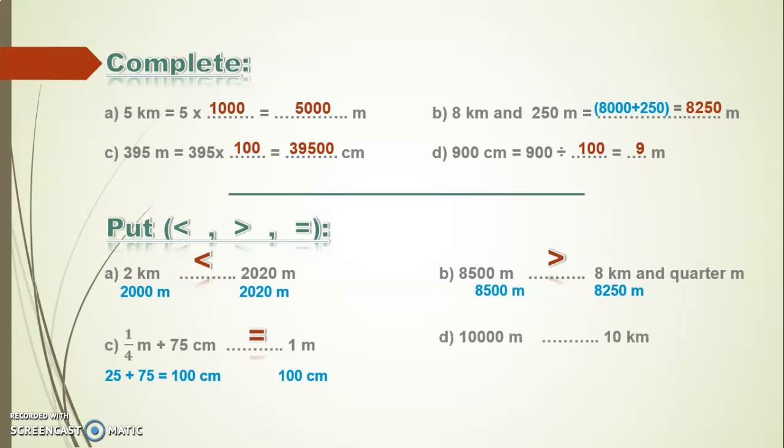10,000 meters. The other side is 10 kilometers. So my sides will be the same. After we convert the kilometers to meters, my two sides are 10,000, so it will be equal.